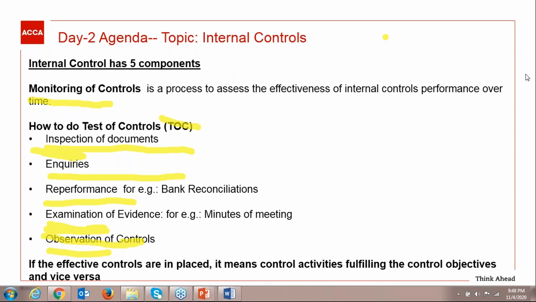One thing more I am repeating at this slide, that in internal controls, we only examine the organization's internal processes. We will not discuss the financial statements.